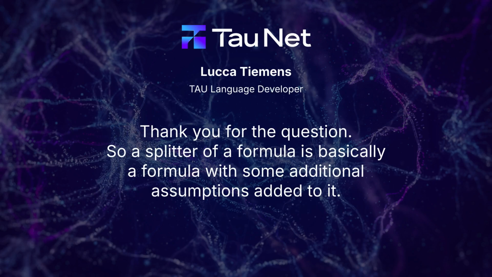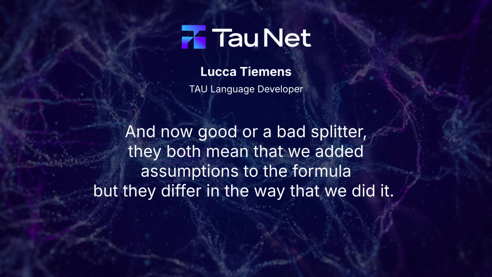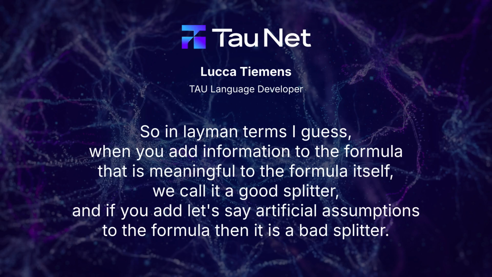Thank you for the question. So a splitter of a formula is basically a formula with some additional assumptions added to it. A good or a bad splitter both mean that we added assumptions to the formula, but they differ in the way that we did it. So in layman terms, I guess, when you add information to the formula that is meaningful to the formula itself, we call it a good splitter. And if you add, let's say, artificial assumptions to the formula, then it is a bad splitter.